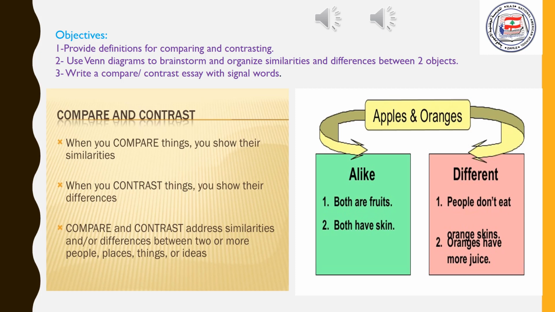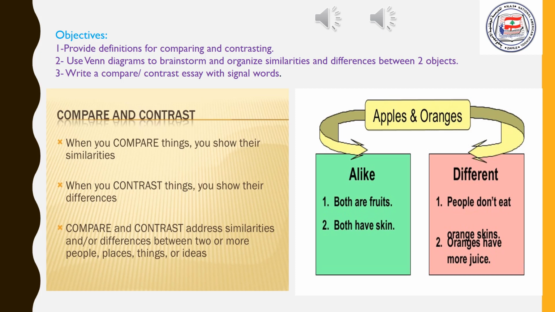For example, how are apples and oranges alike or different? They are alike since both are fruits and both have skins. They are different since people don't eat orange skins and oranges have more juice.